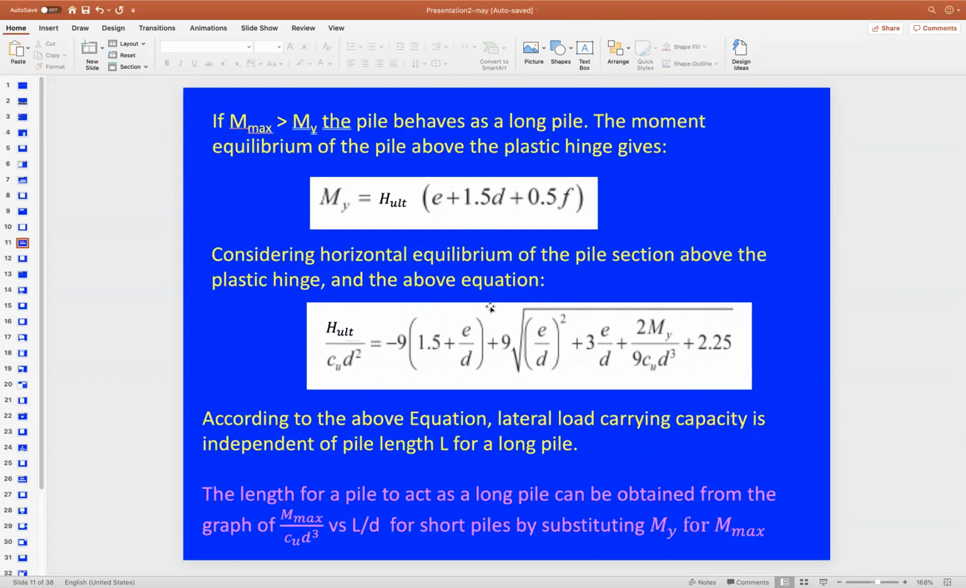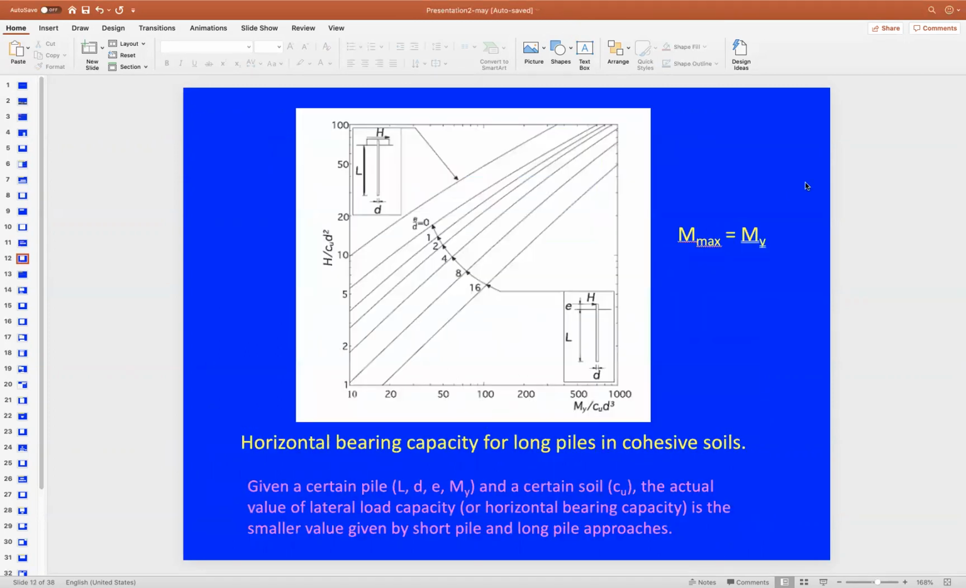So you can use this derived equation directly to find your value, and obviously you can use this chart as well to find the value of H by knowing the value of My. What's the value of My? 430 divided by 50 multiplied by 0.305 to the power 3. And we know the value of E as 0.5 and D as 0.305. So we know the value on the curve and the value on the x-axis. We can work out H ultimate directly from the chart. That's for the long pile failure scenario.